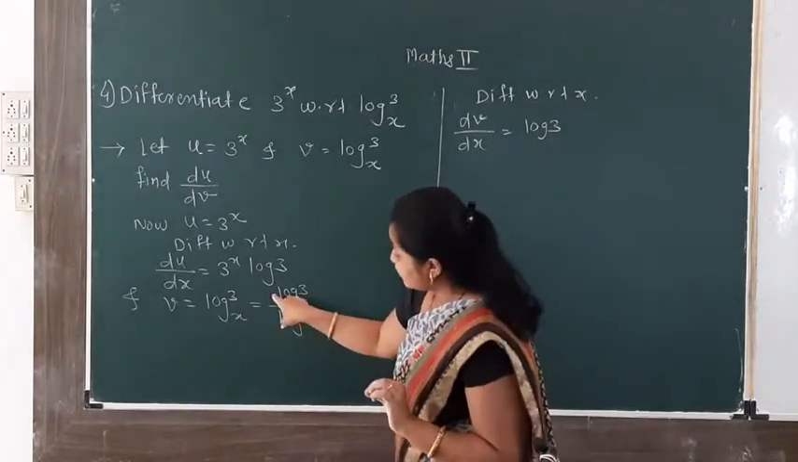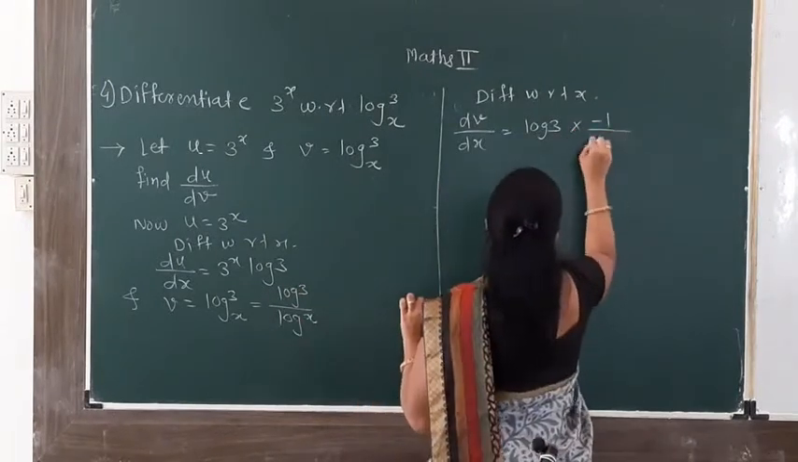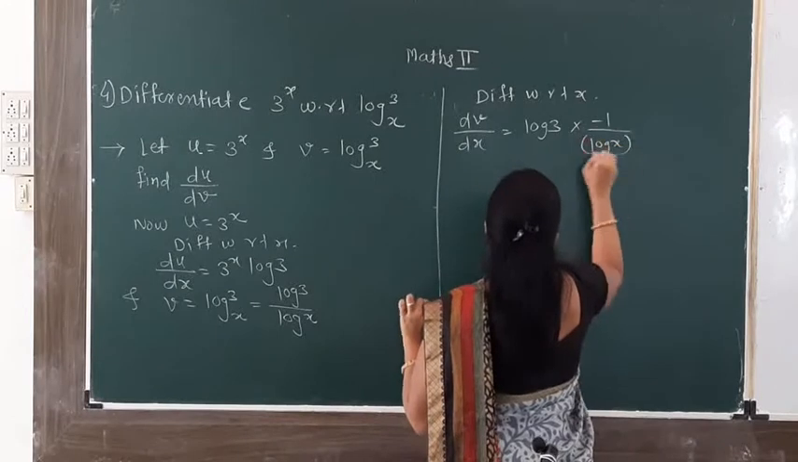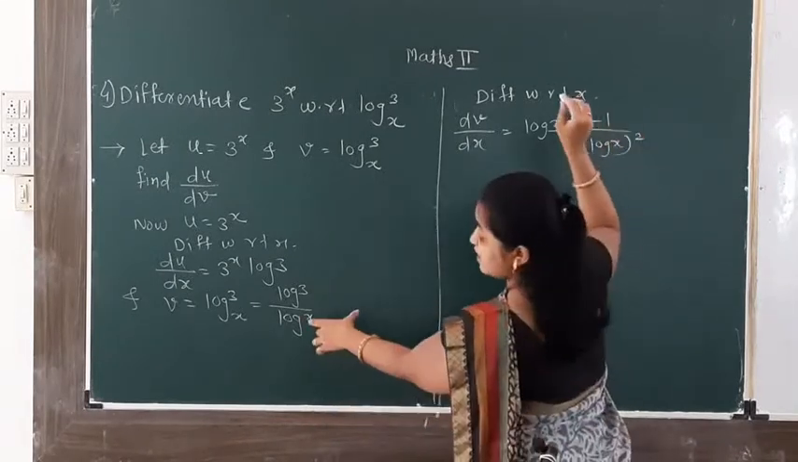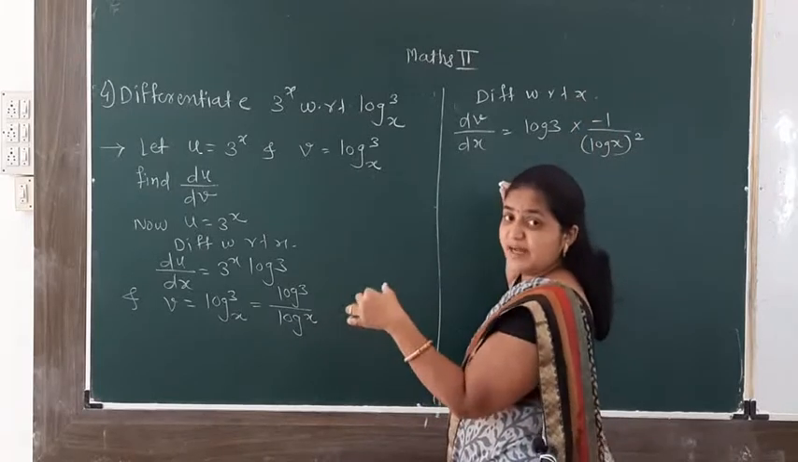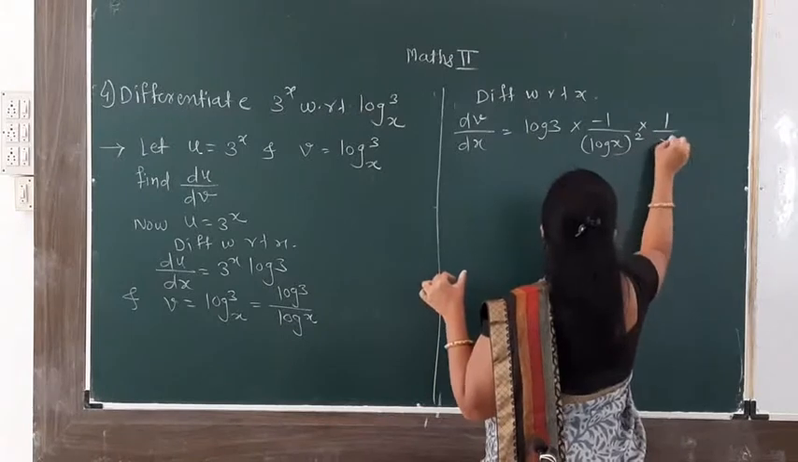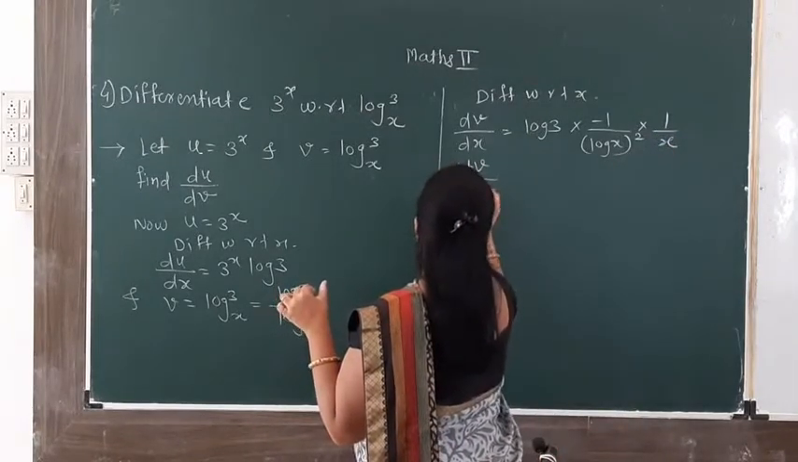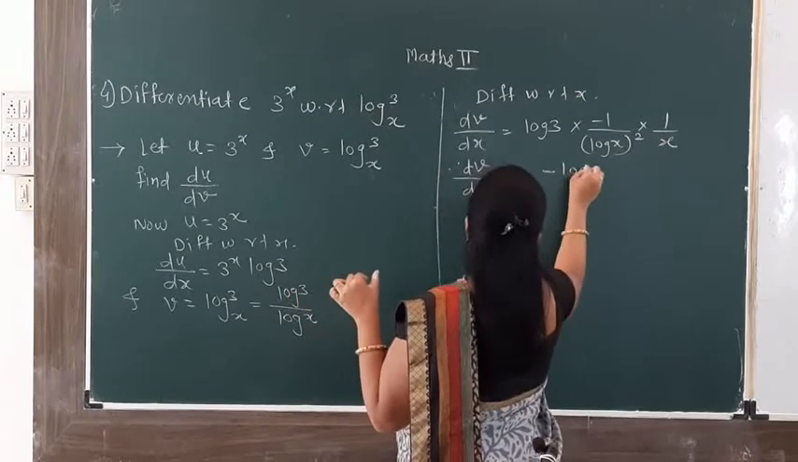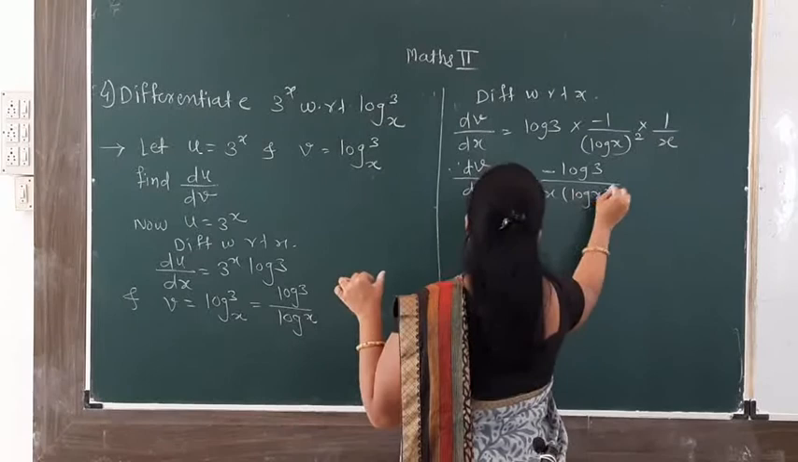So what is the derivative of 1 upon log of x? Which is minus 1 upon log of x whole square. And again the derivative of log of x, because this is the composite form, 1 upon x. So dv by dx is equal to minus log 3 divided by x log of x whole square.